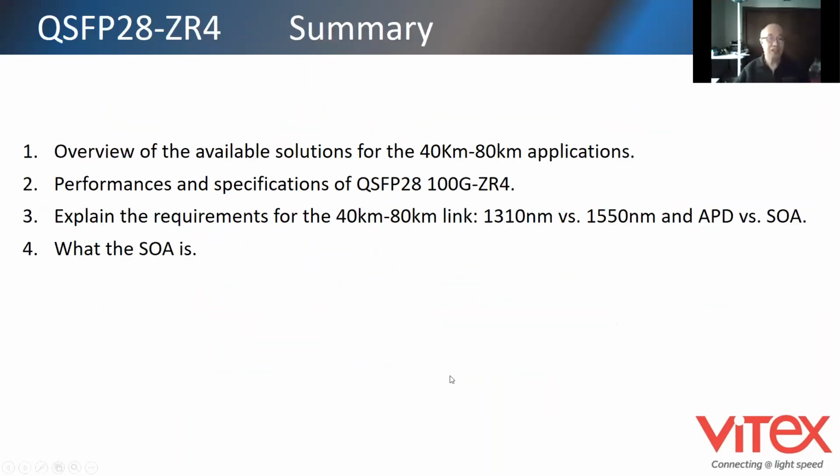And here I conclude my talk with a summary. I have overviewed the available solutions for 40 kilometer to 80 kilometer applications and shown the performance and specification for the QSFP28 100G ZR4. I also explained the requirements for the 80 kilometer and 40 kilometer links, 1310 nanometer versus 1550 nanometer, APD versus SOA, and also what the SOA is. And here's the end of my presentation. Are there any questions?